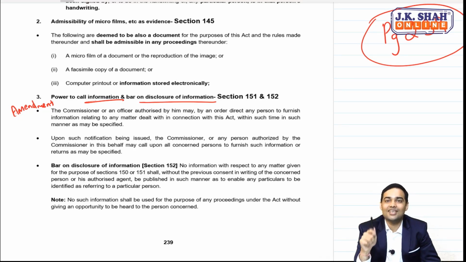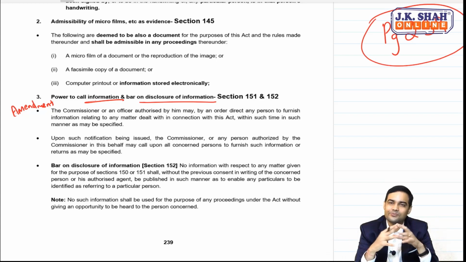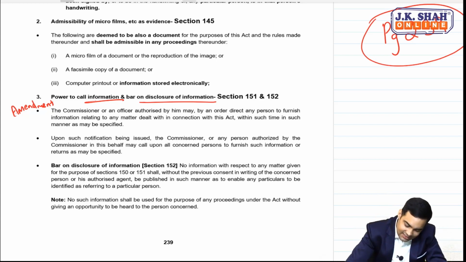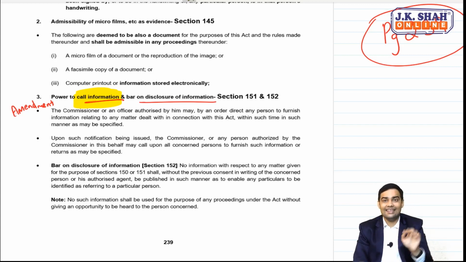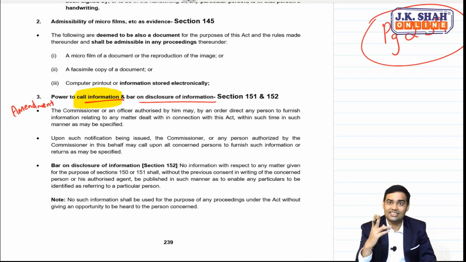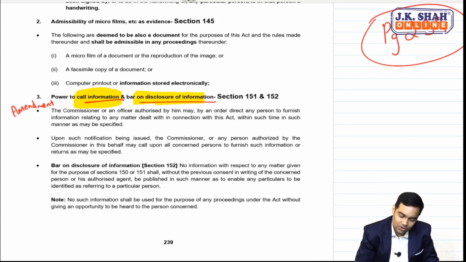Earlier, it was called power to collect statistics, where an officer could collect statistics from the GST network or anywhere else, from any person as well, and try to see, based on that statistics, who is trying to evade tax and use it for other administrative purposes. But now this section is called power to call for information. This information can be called upon by proper officers from any person who is concerned in that particular case, and based on the information which the department has got, they can start proceedings. However, can they display the information of an individual in the general public? That is the bar on specific disclosure, which is even now the same.